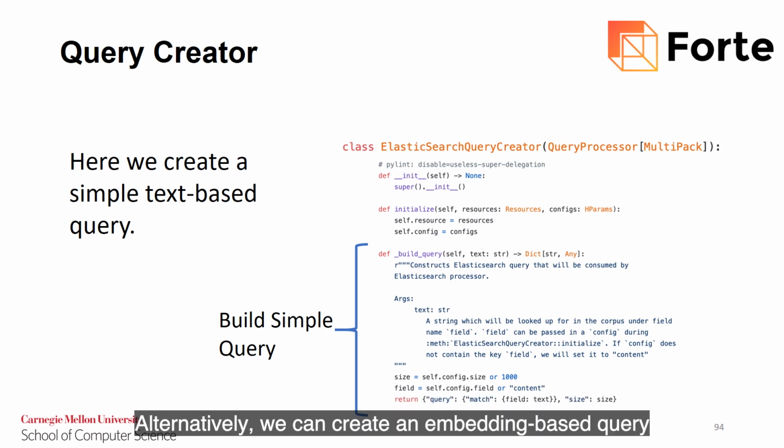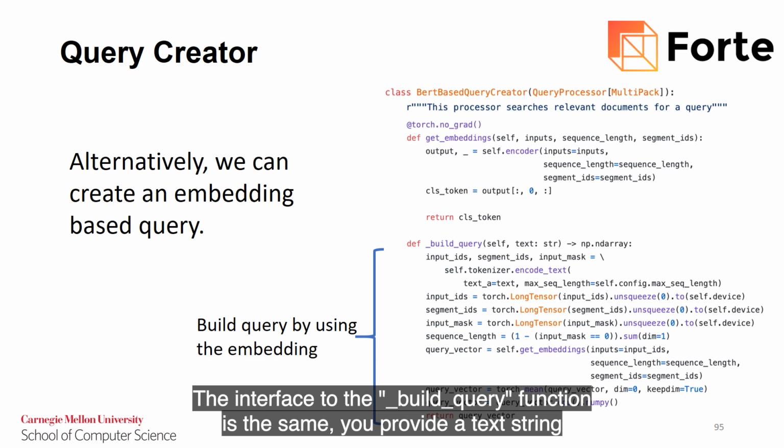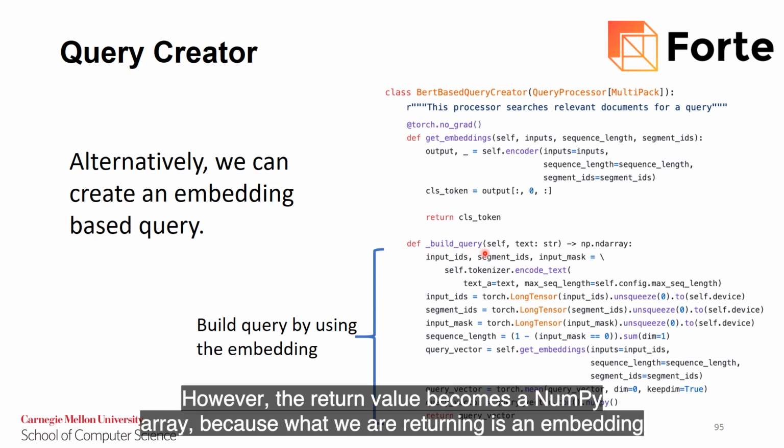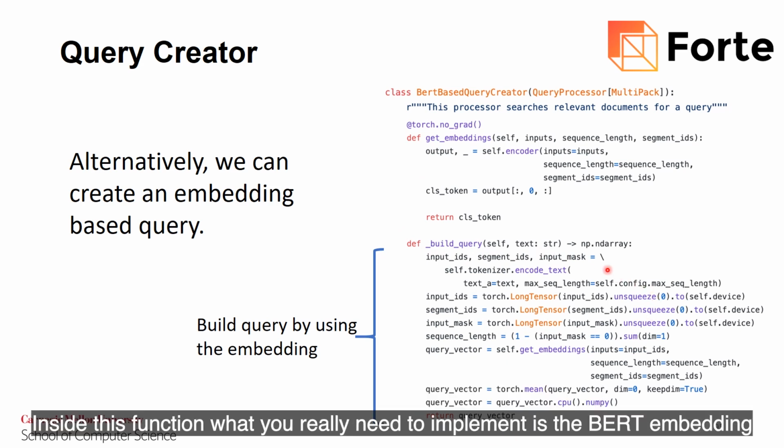Alternatively, we can create an embedding-based query. The interface to the build query function is still the same. You provide a text string. However, the return value becomes a NumPy array because what we are returning is an embedding. Inside this function, what you really need to implement is the BERT embedding.